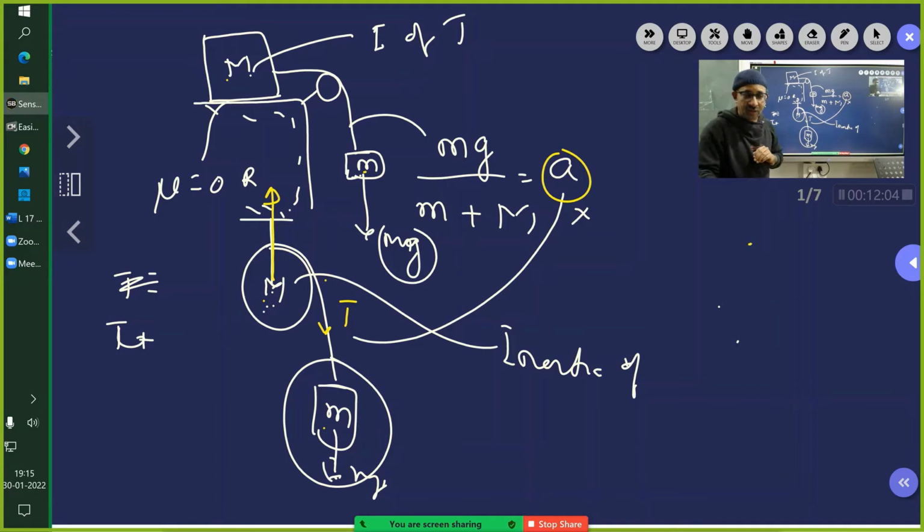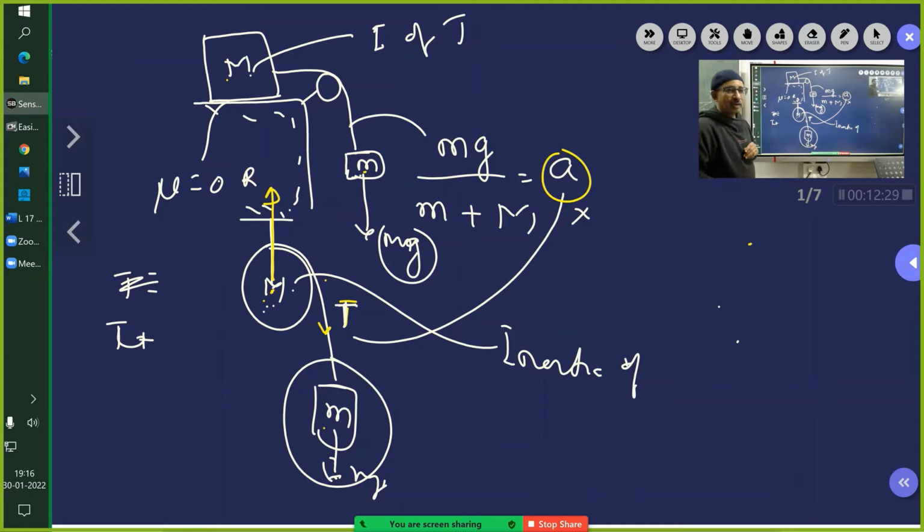Do you remember the definition of torque? Torque of a force on a body about a point. That concept will come into picture. Now this very force, tension, is the source of the torque on this body about this point.